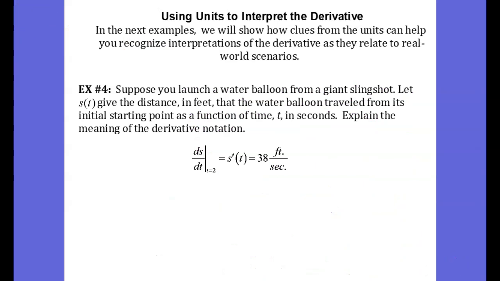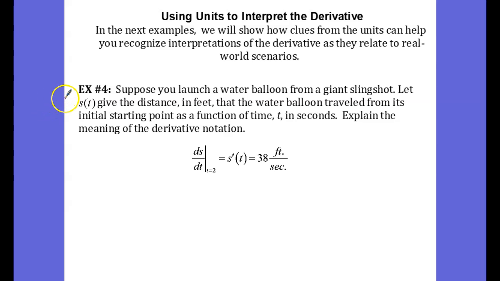In the previous examples, we've seen how important it is for us to make sure that our units for our rate of change match those in the problem. But in the next couple of examples, we're going to see how using units in the context can help us construct a rate of change. Let's take a look at example number 4.